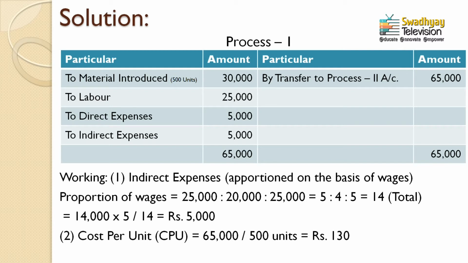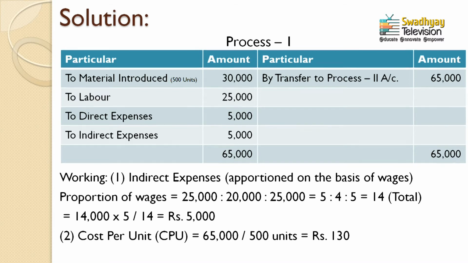The proportion is very clear, 5:4:5, and the total is 14. So now 14,000 multiplied by 5 divided by 14 comes to rupees 5,000. So that is the indirect expense for process 1. It will be recorded on the debit side, rupees 5,000 of indirect expenses, in the process 1 account.